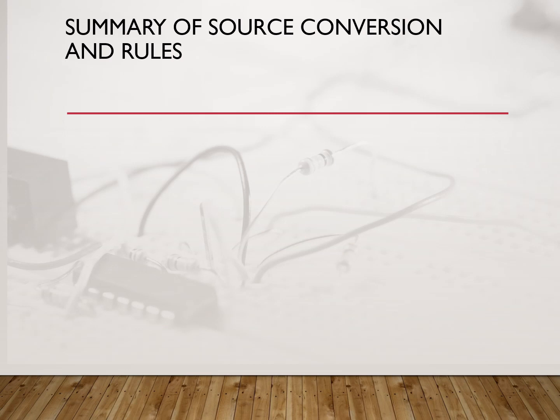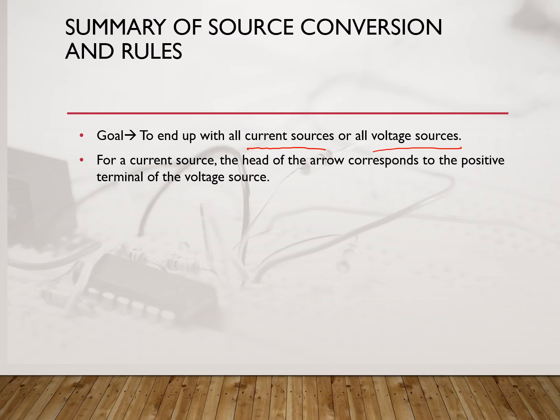Now, basically, when we are summarizing source conversions and rules, the first goal is that in a circuit which has multiple sources, we end up with all current sources, or all voltage sources. For the current source, the head of the arrow corresponds to the positive terminal of the voltage source. So when you're converting a current source to a voltage source equivalent, the arrow corresponds to the positive terminal of the battery.